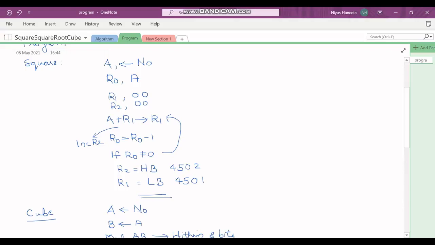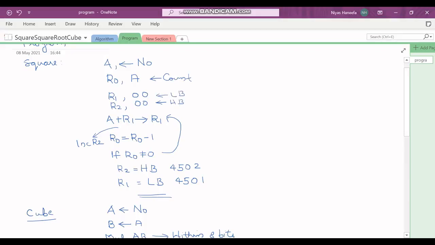In the case of square, we have to do repeated addition. That is what we have to do. So we load the number to A, then we'll save that to R0 because we have to decide how many times repeated addition is needed. This corresponds to our count R0. The number itself, that many times we have to do repeated addition. So we have lower byte and higher byte of the result. 16 bit is our result.